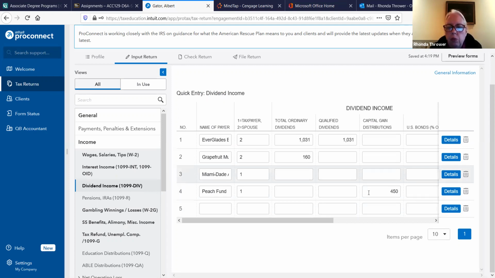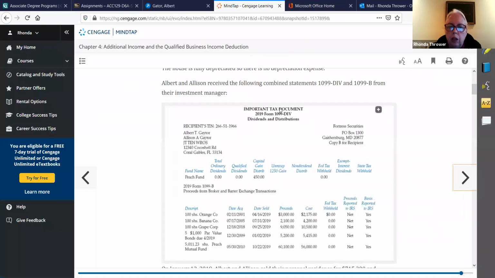So this is a capital gain distribution. In the next part of this 1099 dividend, they've changed it to 1099B, which are proceeds from a broker and barter exchange transactions. So these clients own some stock. There were 100 shares of Orange County stock, 100 shares of Banana Company stock, 100 shares of Grape Company stock.